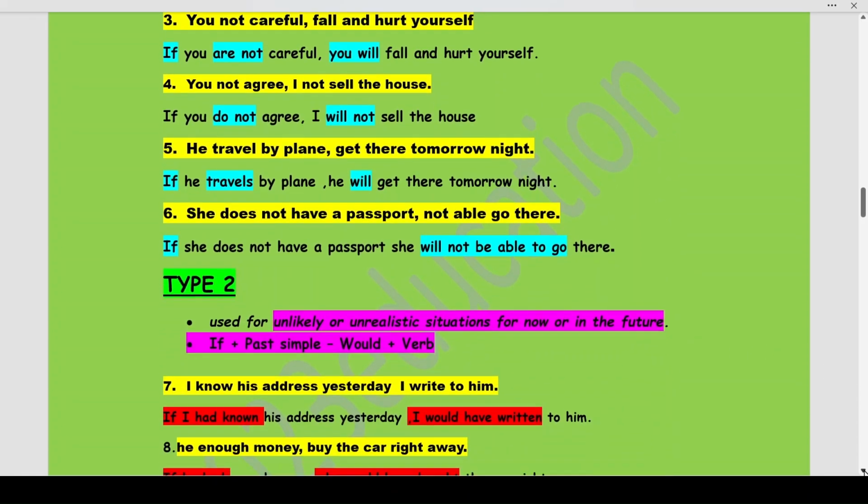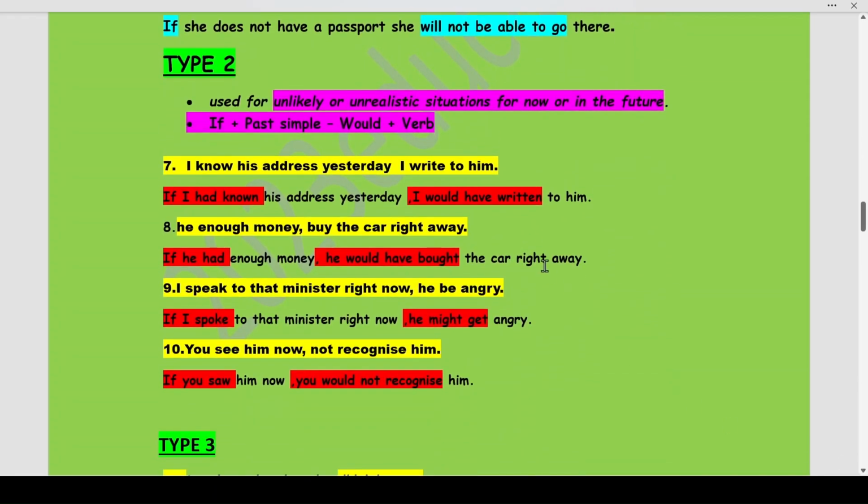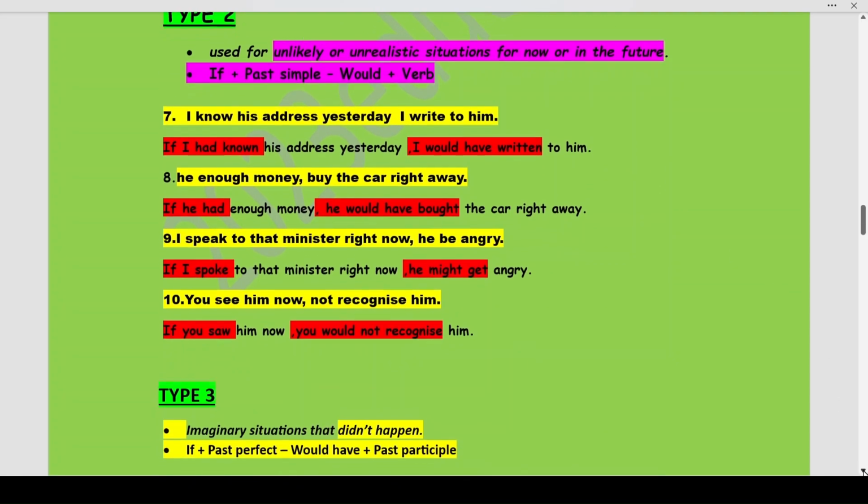Now, type 2, the second part of the assignment is on type 2. Type 2 is used for unlikely or unrealistic situations for now or in the future. And the format is if plus past simple followed by would plus the verb. I know his address yesterday, I write to him. If I had known his address yesterday, it's an unlikely situation, I would have written to him.